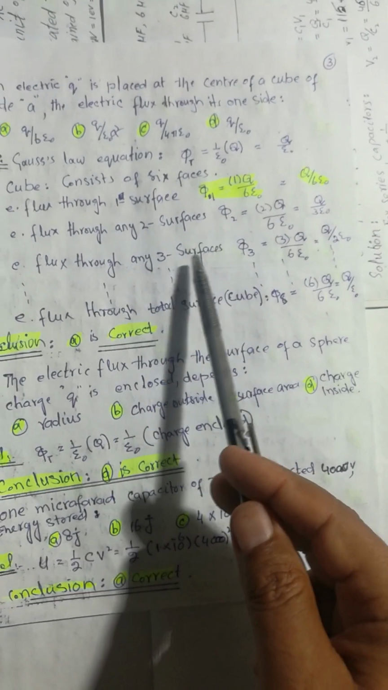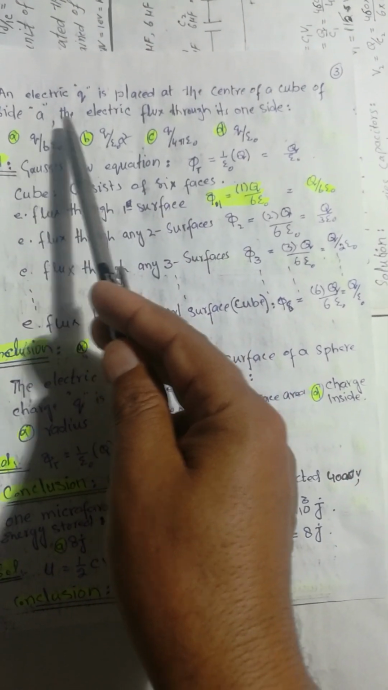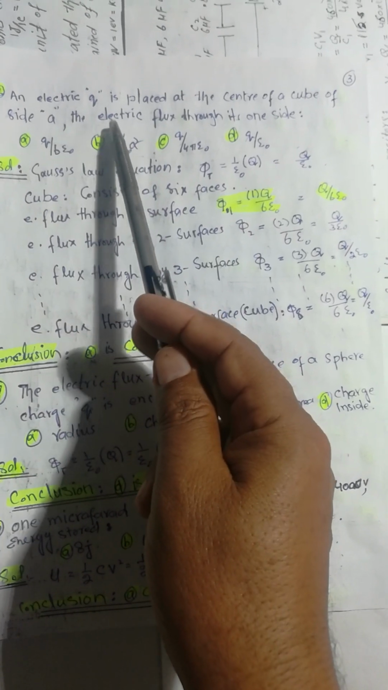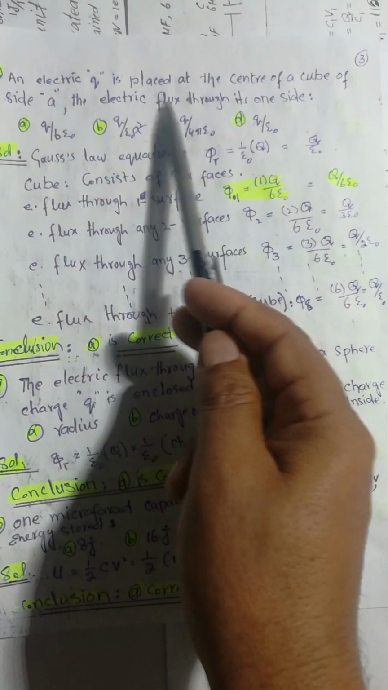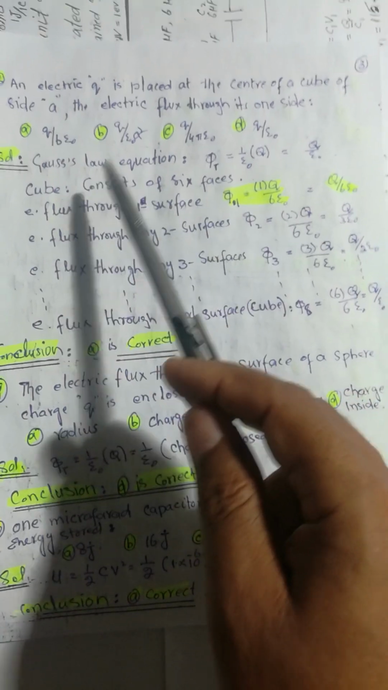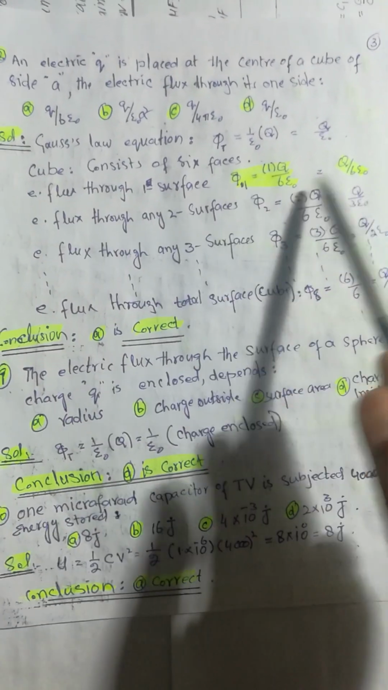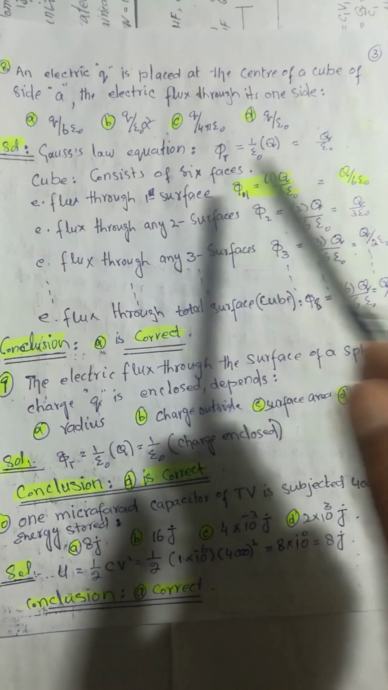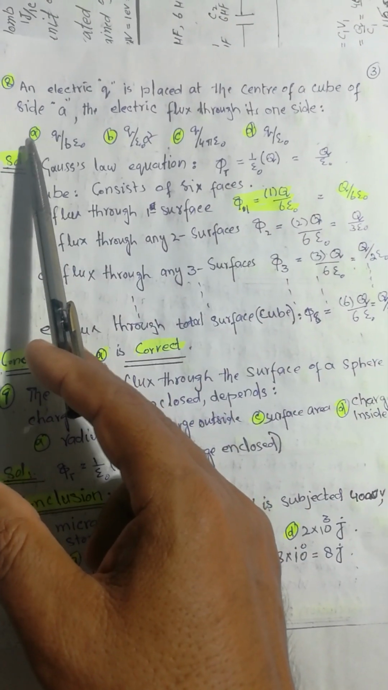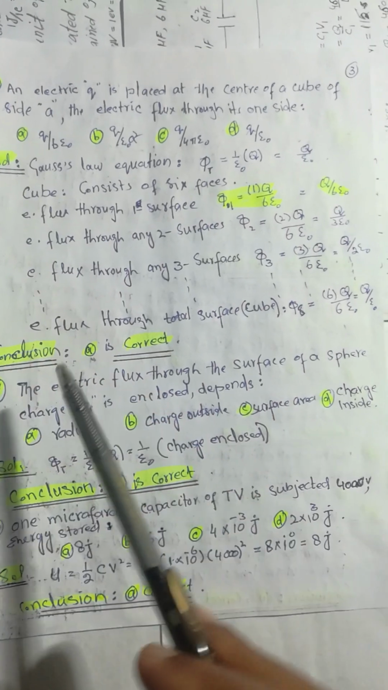Now let us come to the options. They ask for the electric flux through one side of the cubic structure. So for one side the electric flux would be q by 6 epsilon naught, and that exists at option number A. Option A is correct.